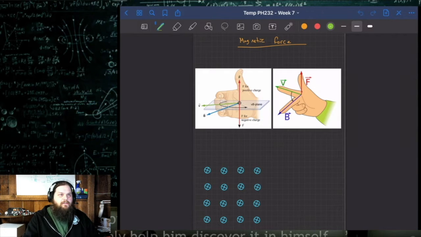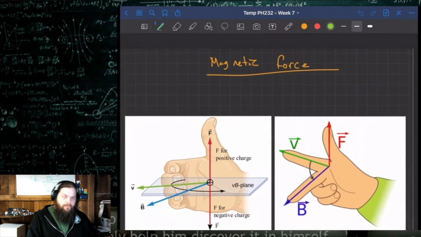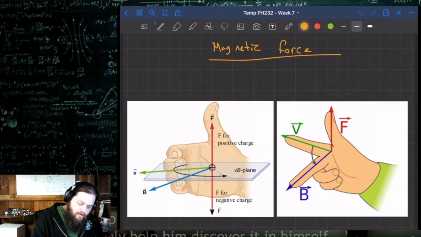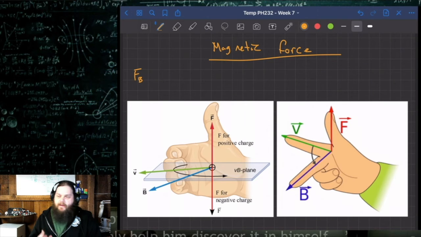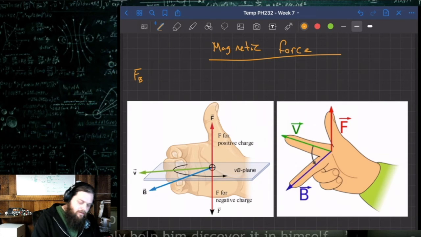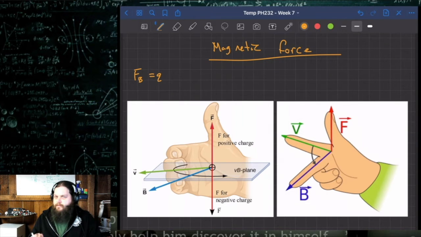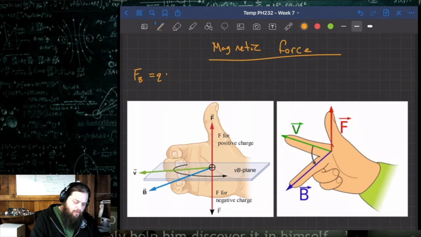So let's get started here with magnetic forces. We're going to talk about magnetic forces, which we symbolize by F sub B, B being the magnetic field, and this force is equal to the charge of a particle times the cross product of the velocity of the particle crossed with the magnetic field.